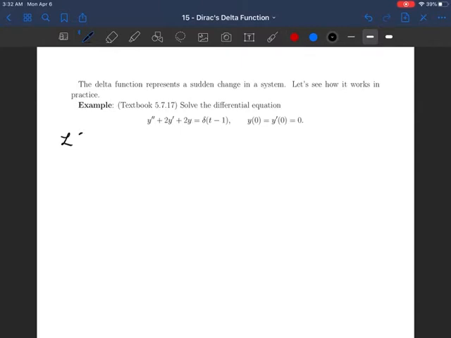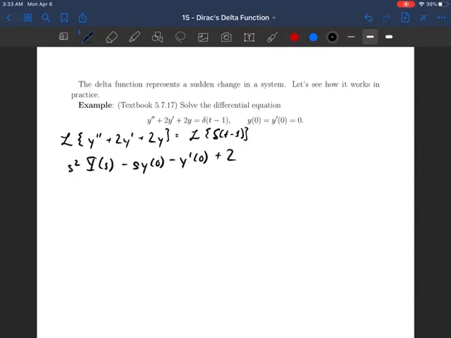But let's approach this using Laplace transforms. We're just going to take the Laplace transform of both sides of this equation. Right, so we get the Laplace transform of y'' + 2y' + 2y equals the Laplace transform of delta of t minus 1. Right? And we know how to do all of these things.